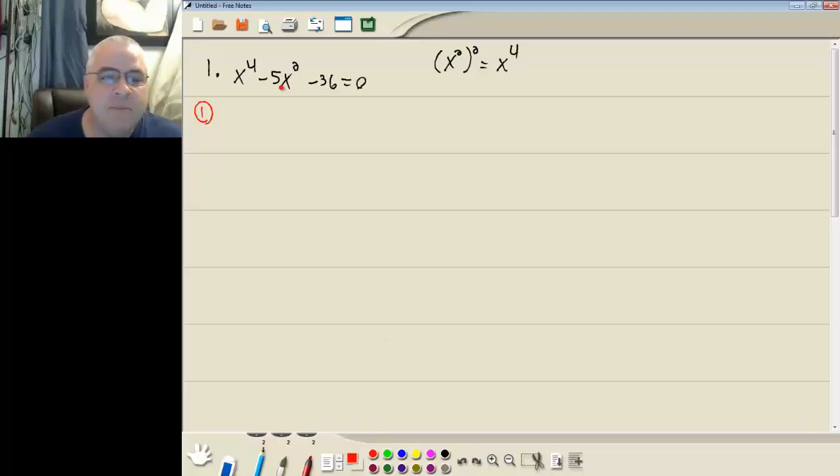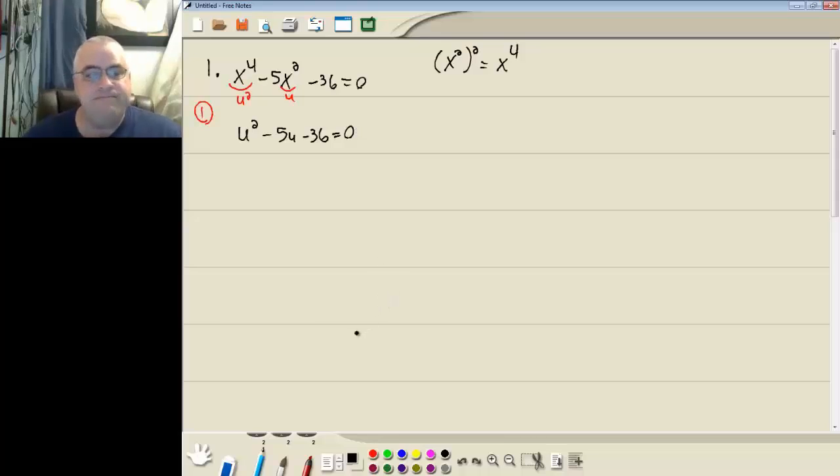Well, first step. We're going to let the middle part here, this x squared, be equal to U, and we'll let this first part, this x to the 4th, be equal to U squared. Again, it never includes a number that's out in front. So we're going to rewrite this as U squared minus 5U minus 36 equal to 0.